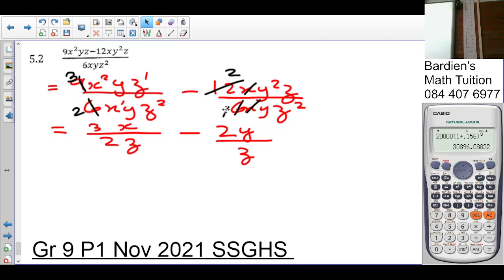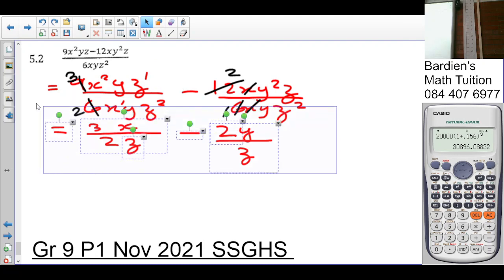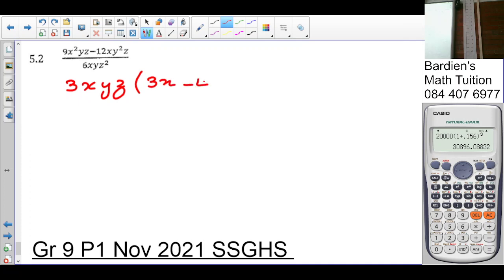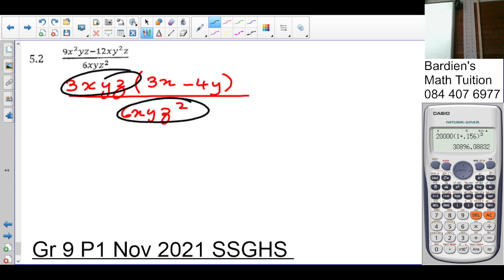Otherwise, you could have taken out the common factor here as well. There was another way of doing the same thing for the maximum marks. We can say that 3 is a common factor. Can you see it? 3, x, y, and z is common. I'm left with 3x minus 4y over 6xyz squared. Now the only things that can simplify are these two here, if needed.